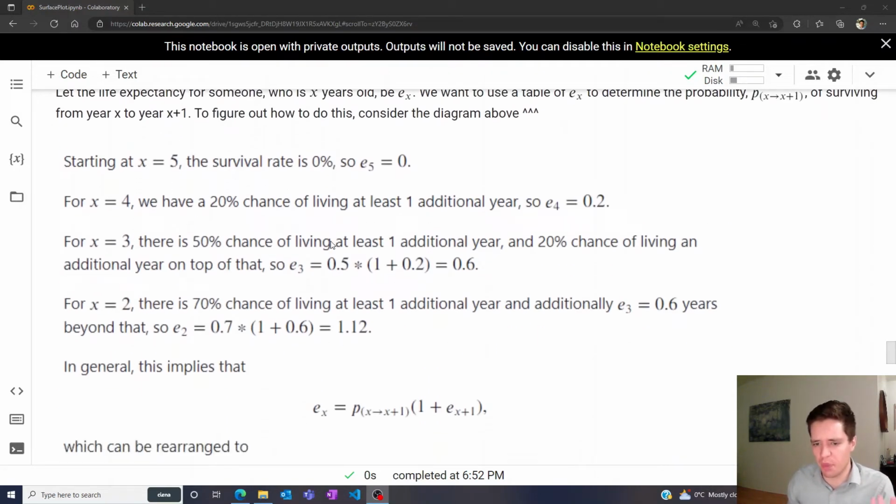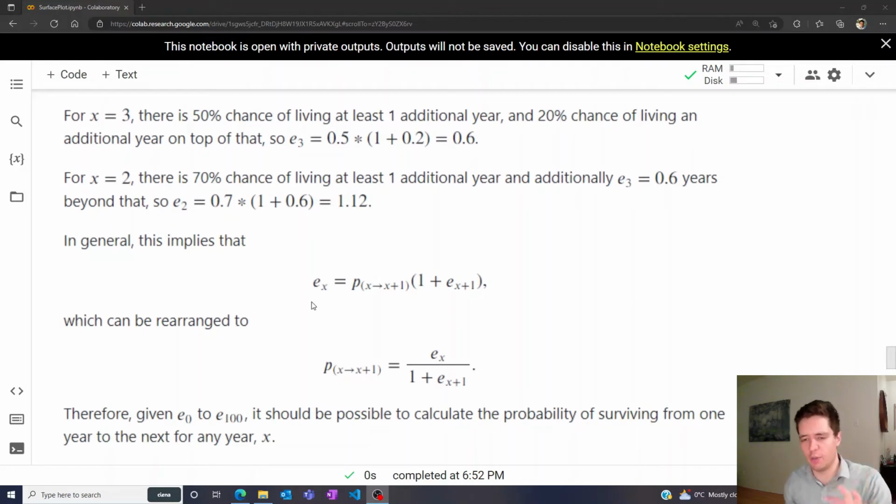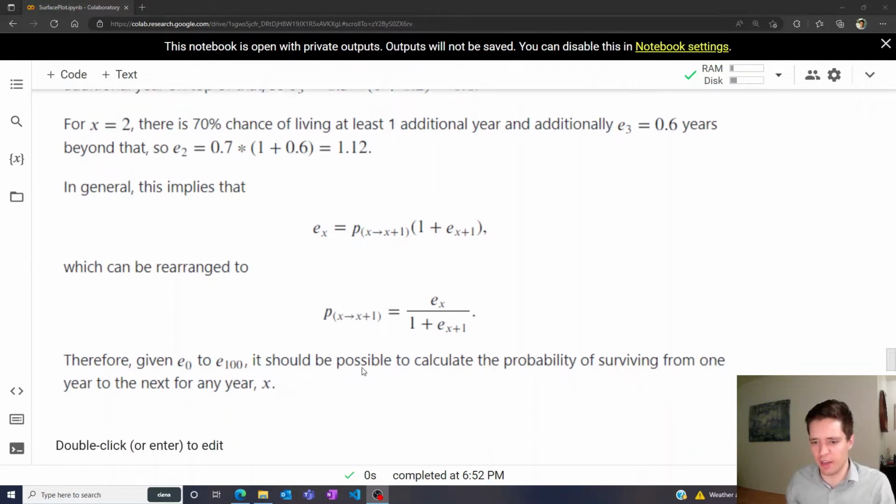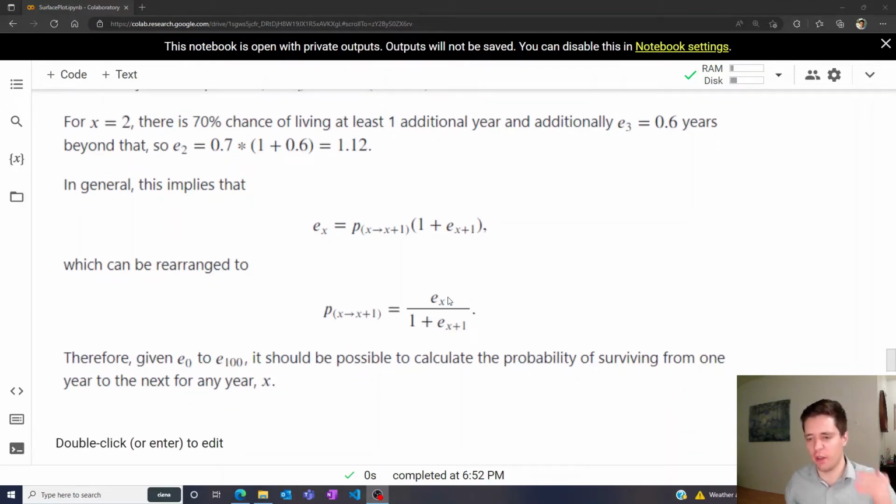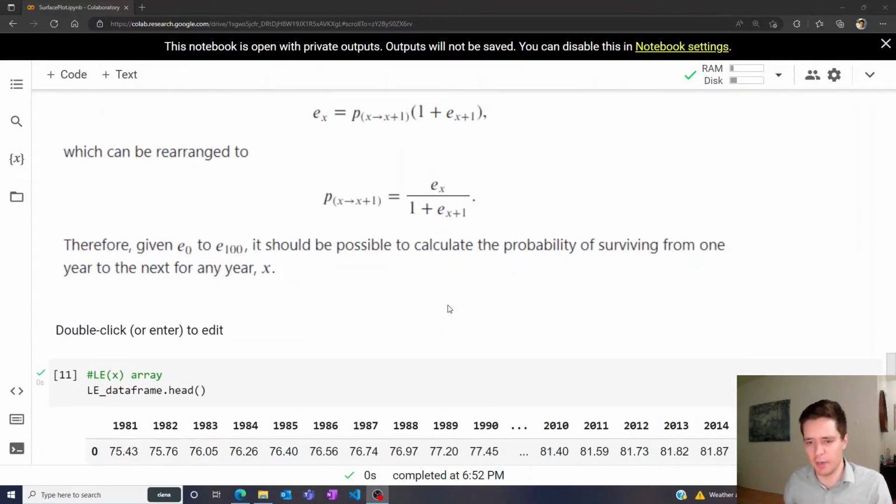So in general, we can write that the life expectancy at the current year is equal to the probability of surviving until the next year multiplied by 1 plus the life expectancy at the next year. And rearranging this, we find that the survival probability is just the current life expectancy divided by 1 plus the life expectancy of the next year. So since we have the life expectancy, we should be able to compute this survival probability for every single year.